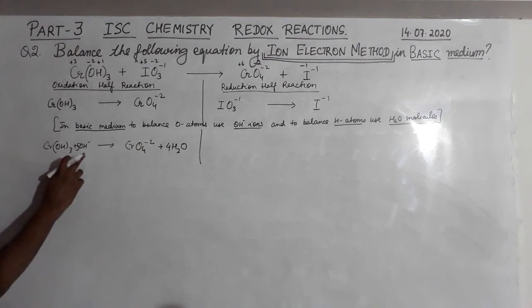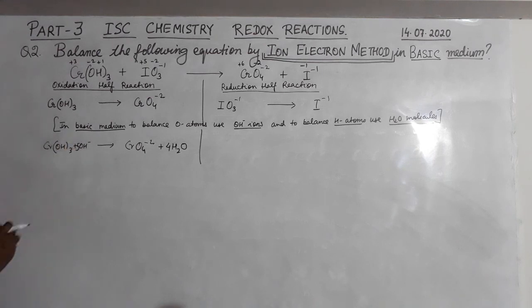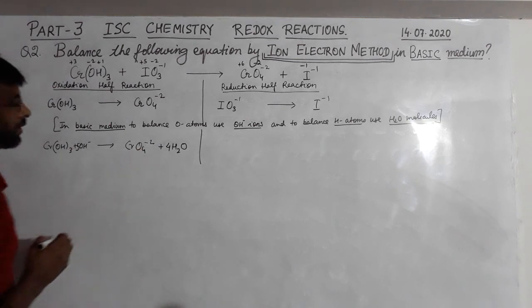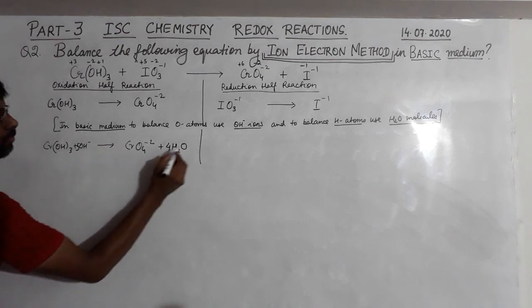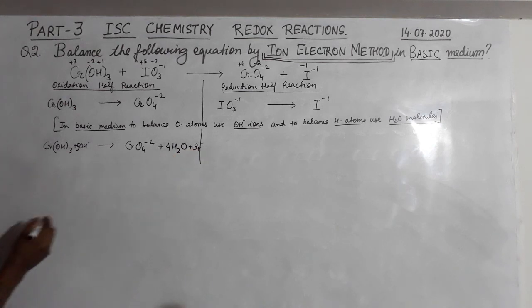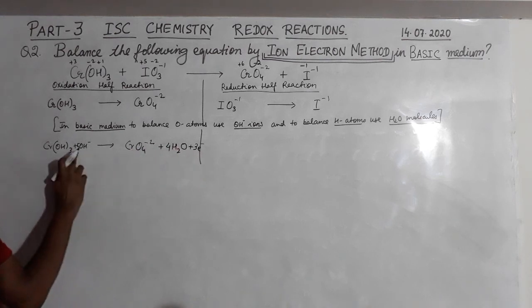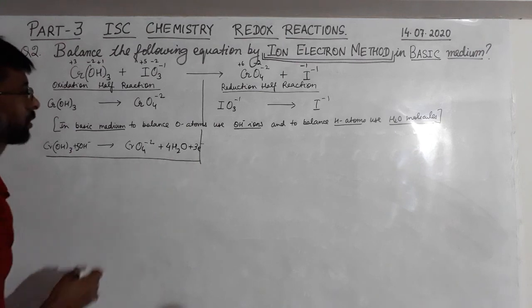Now, on the left hand side of this oxidation half reaction, there are 5 negative charges, but on the right there are 2 negative charges only. So how will I make this 2 negative charge 5? I'll have to put 3 more electrons on the right. So 3 negative charge plus 2 negative charge makes it 5, and here it is 5 negative charge, so it is balanced. So the charge is also balanced in the oxidation half reaction.